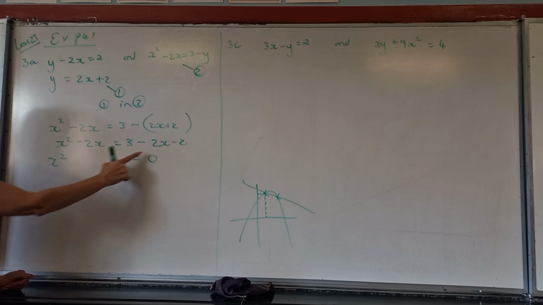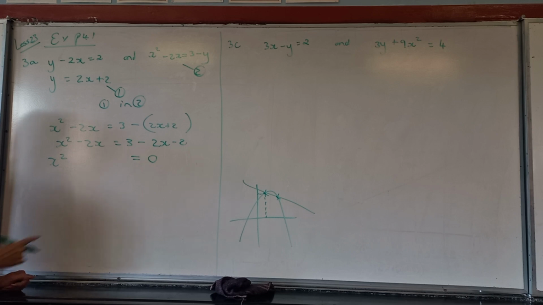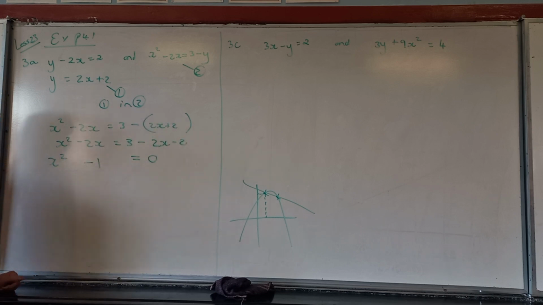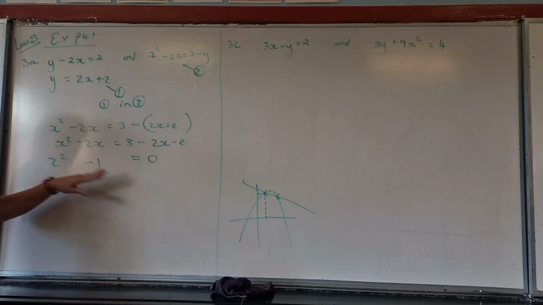Now plus 2x and minus 2x cancel out to 0. And then the 1 on the right hand side becomes negative 1 on the left hand side. Are you with me? It's still a quadratic equation. Why do we do this?